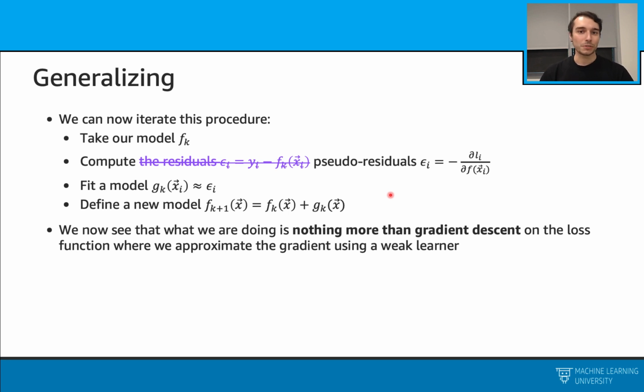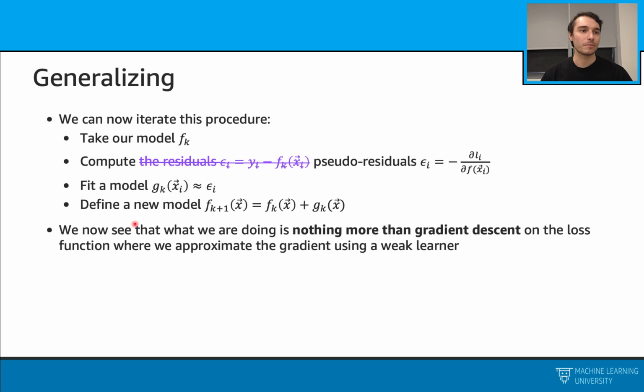So let's put this into an algorithm. We can have this iterative procedure where we first take our model, f sub k. Then instead of calculating the real residuals, here we will calculate the pseudo residuals by taking this derivative. Then we will take our g sub k and we will fit that on these pseudo residuals. Then we will add that back to our initial function. And overall, we have a new model.